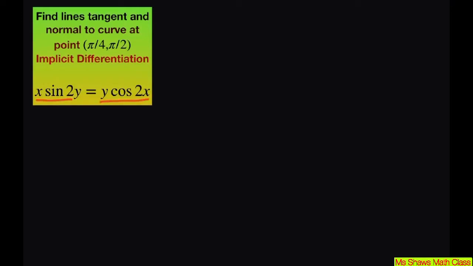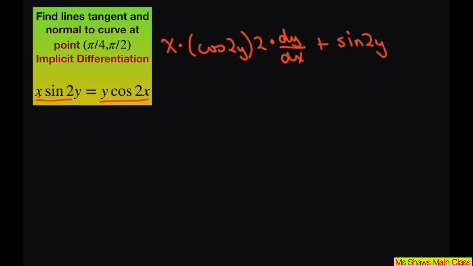For the left-hand side, we copy down the x times the derivative of sine of 2y. That equals cosine of 2y times the derivative of 2y, which is 2, and since we're doing y, times dy/dx. Now for the other part, we copy down sine of 2y times the derivative of x, which is just 1. So basically, we just have sine of 2y.